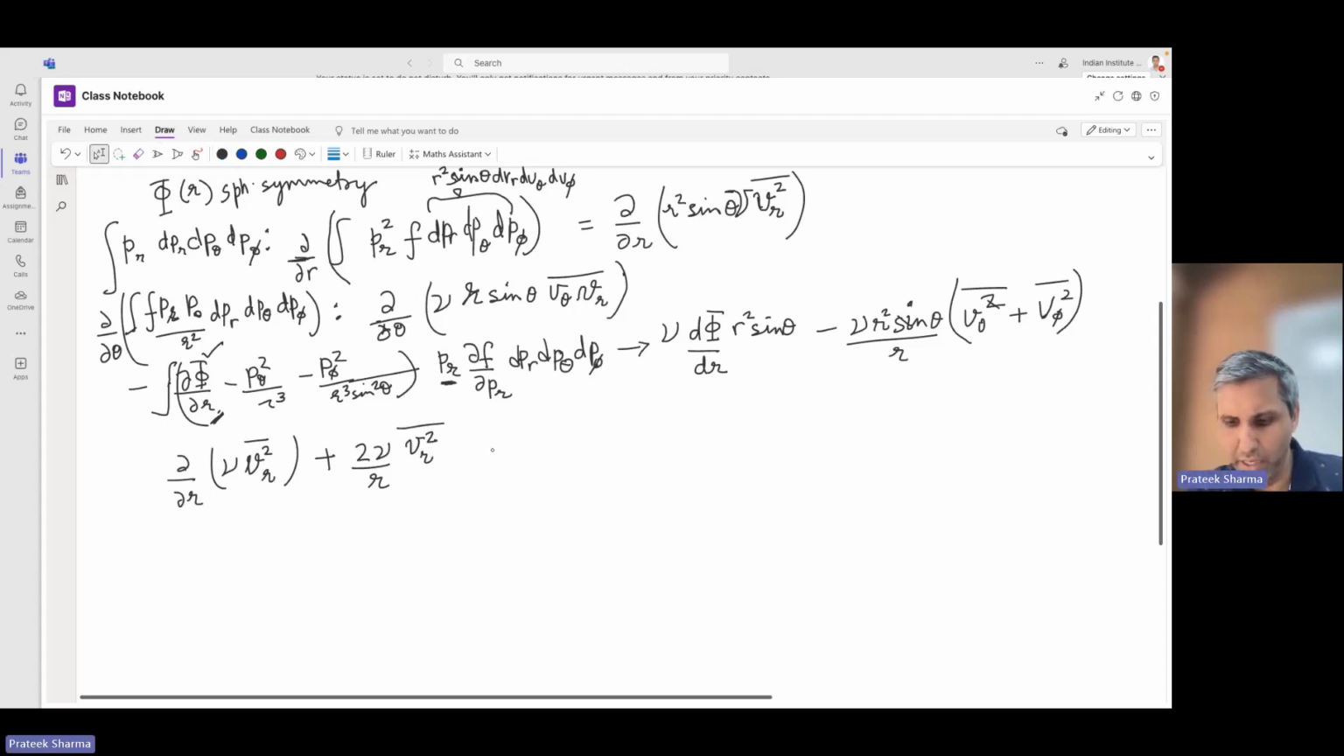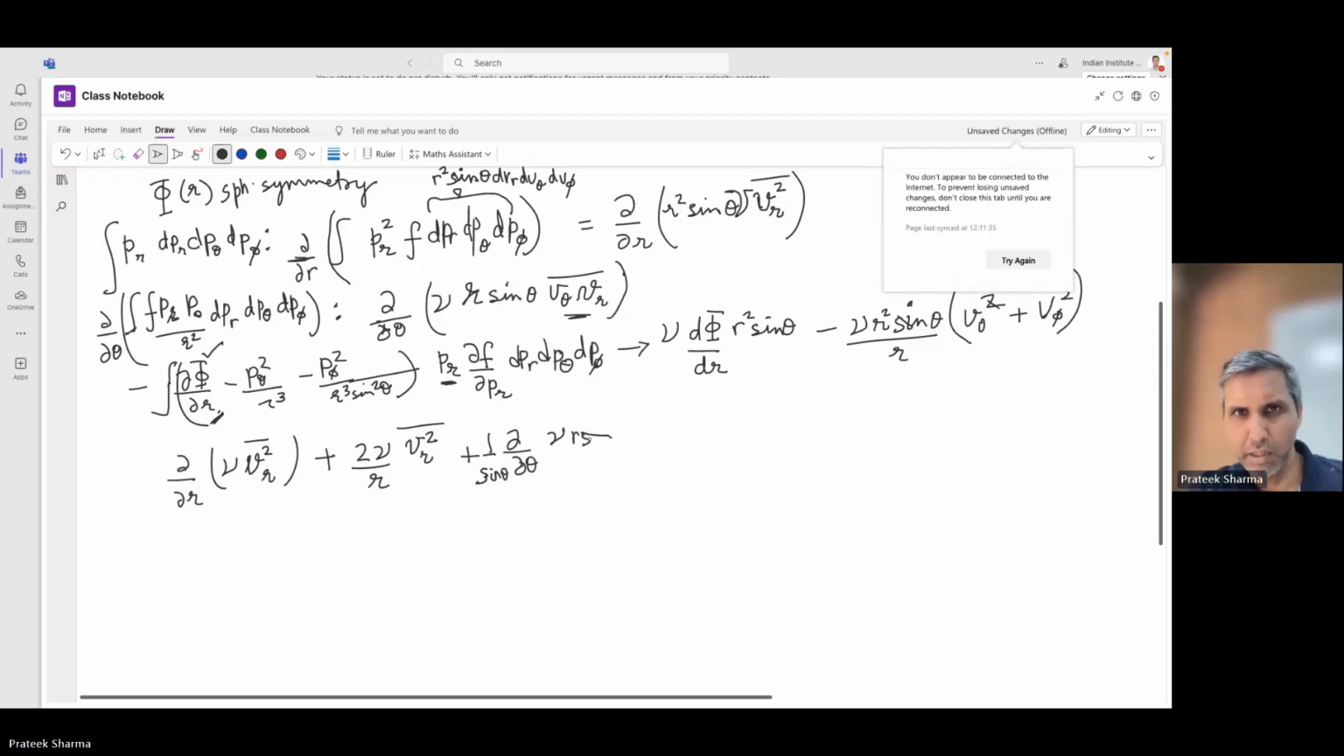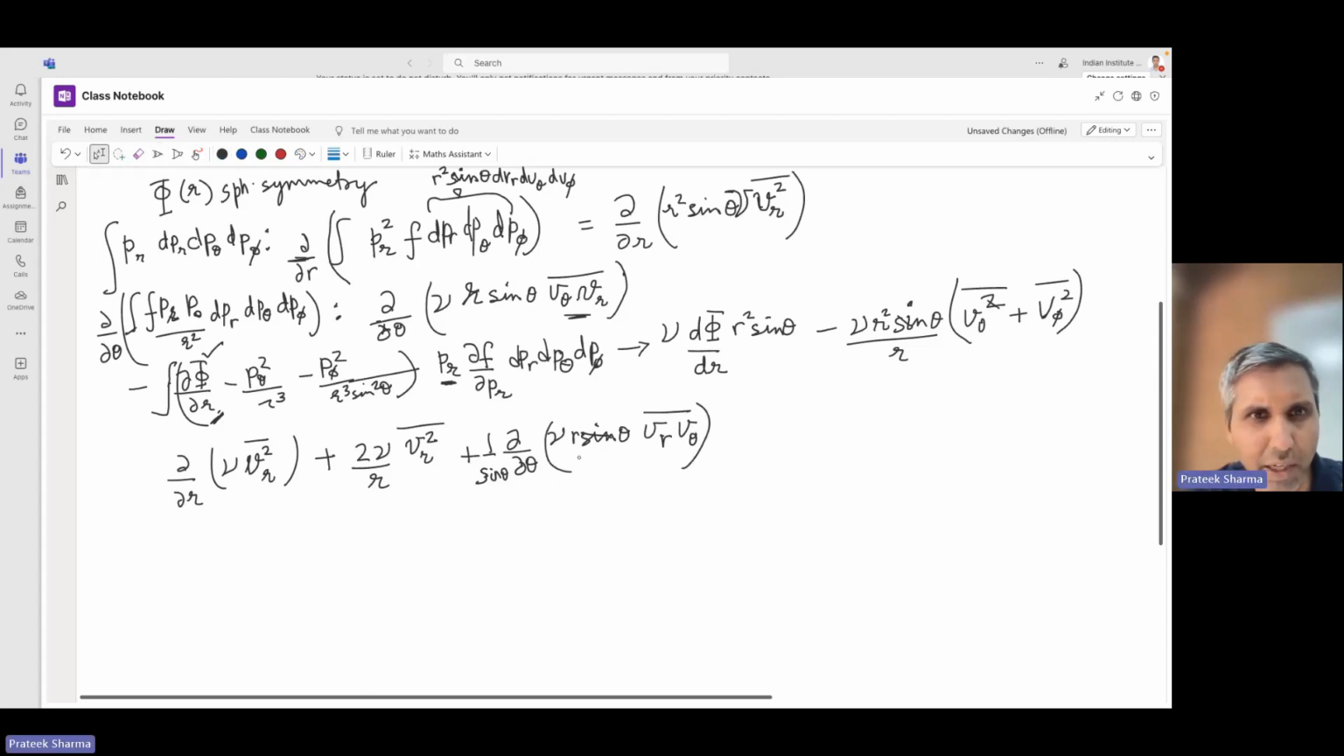Okay, and then we have plus dou dou theta of one by sine theta, this guy, basically nu R sine theta VR V theta. I hope I'm dimensionally correct. There will be an R squared, so there will be 1 by R outside. Now what I'll argue is this is 0. This VR V theta bar will be 0, and I'll actually show you why that will be the case.